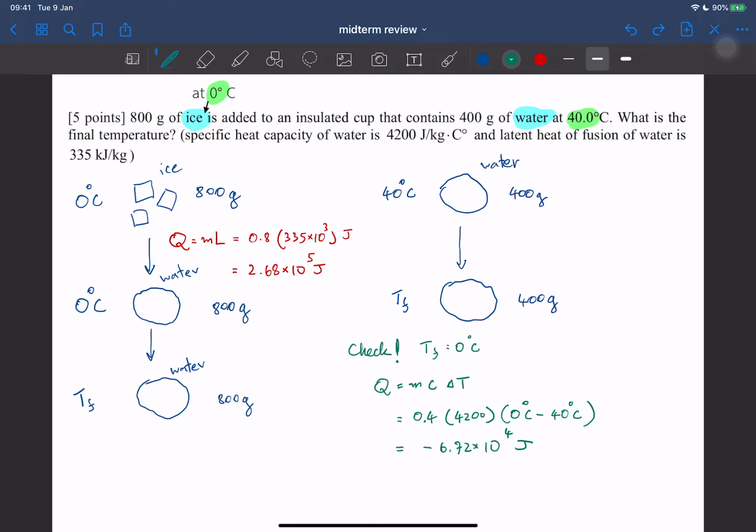So this problem is actually just checking this simple fact: do you have enough to melt all the ice? Do you have enough energy in water to melt all the ice?